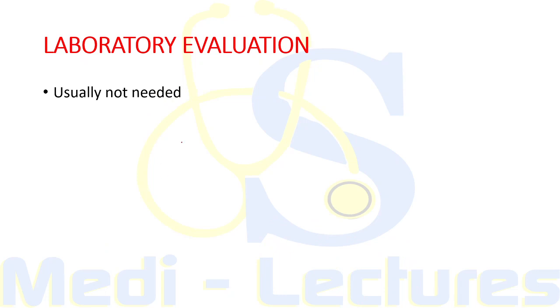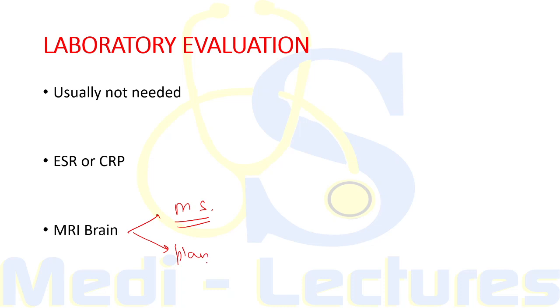Now this disorder is so clinically characteristic that lab evaluation is usually not needed, but we can go for ESR or CRP if temporal arteritis is suspected, and we can also go for neuroimaging like MRI brain, which may be valuable if we are suspecting multiple sclerosis and if we have to plan the surgery for removing any vascular lesion which is compressing the root. So during the planning of surgery.